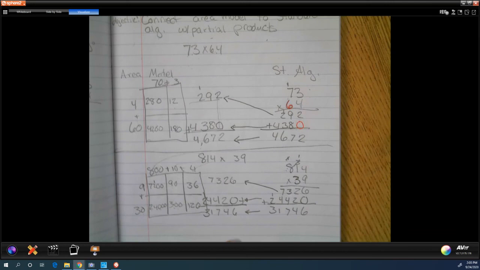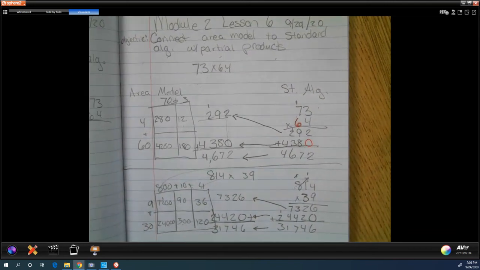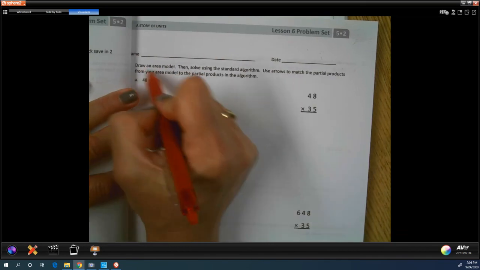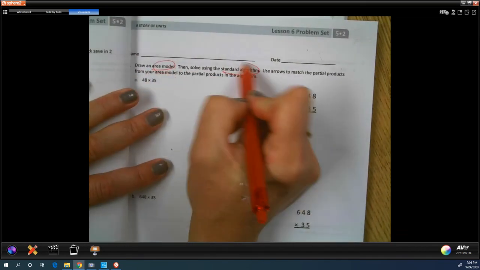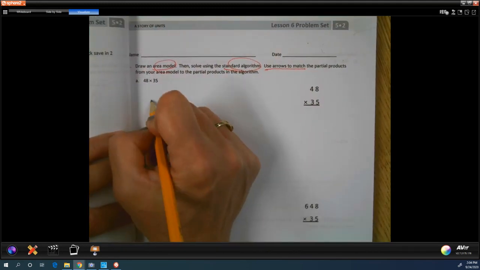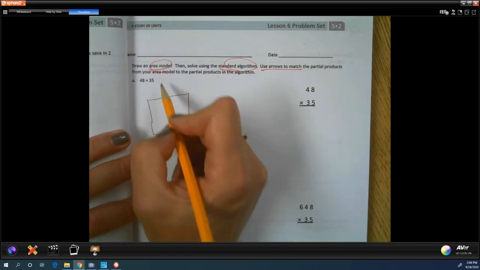Okay, so I want you to make sure that your notes match mine. And then when you do the problem set, you'll see that all you're doing is a standard algorithm. The directions are telling you to draw an area model, solve using standard algorithm, use arrows to match. So when I draw my box, I want to make sure I leave room for math over here, right?